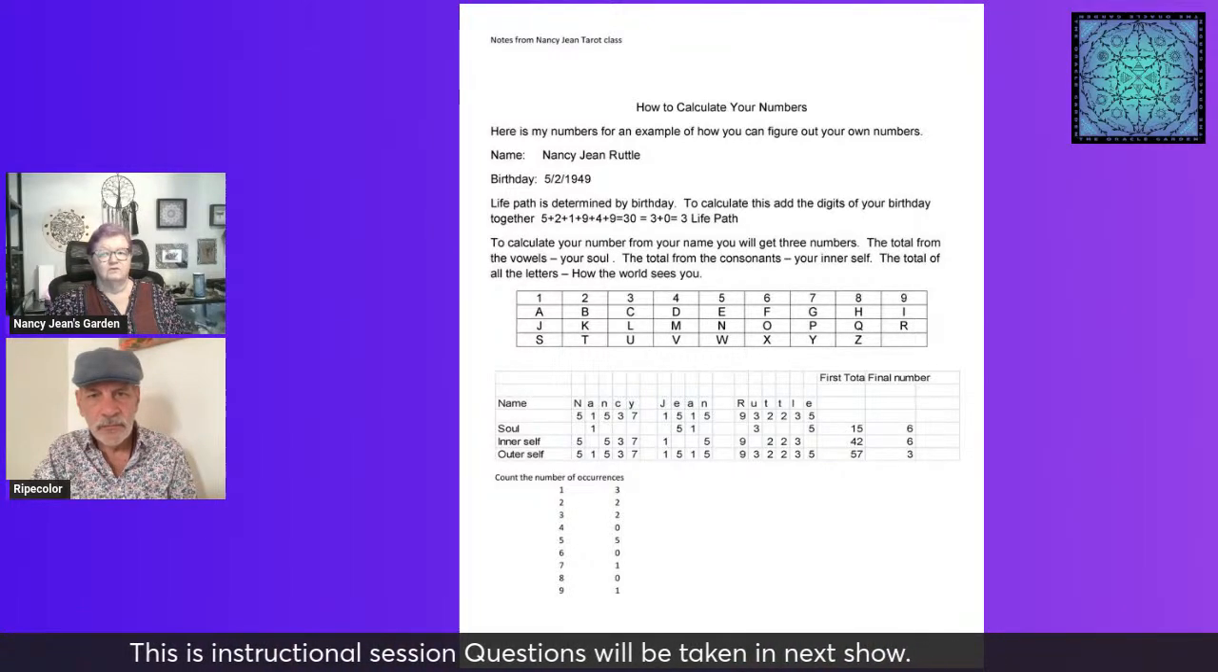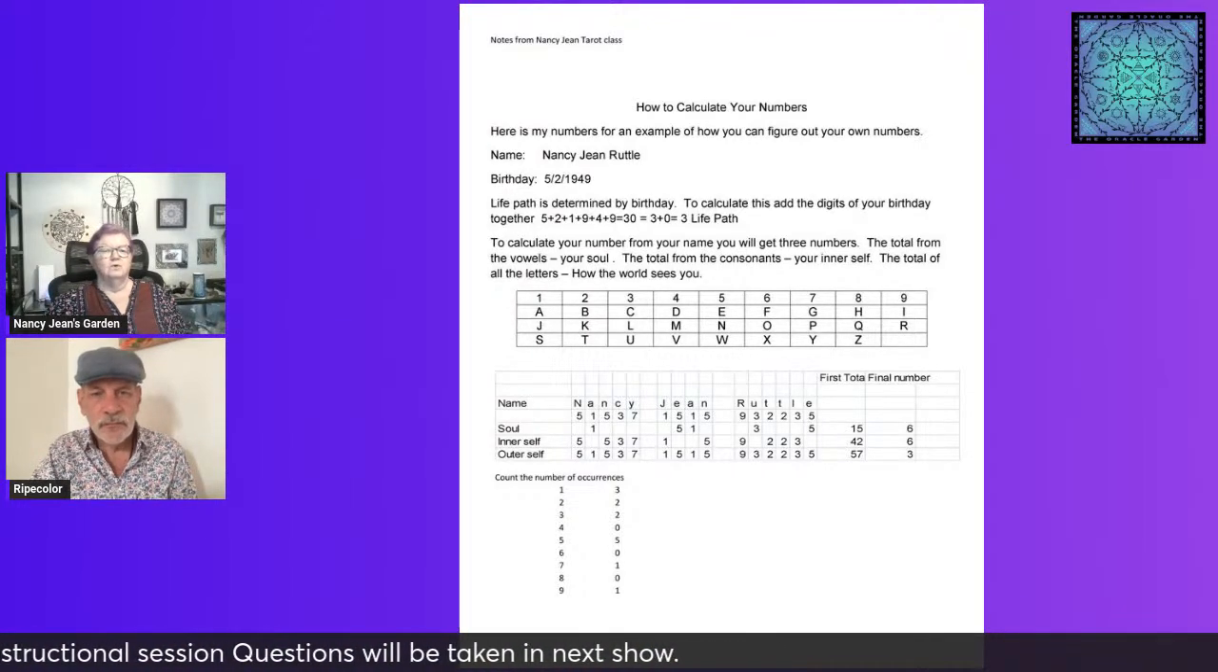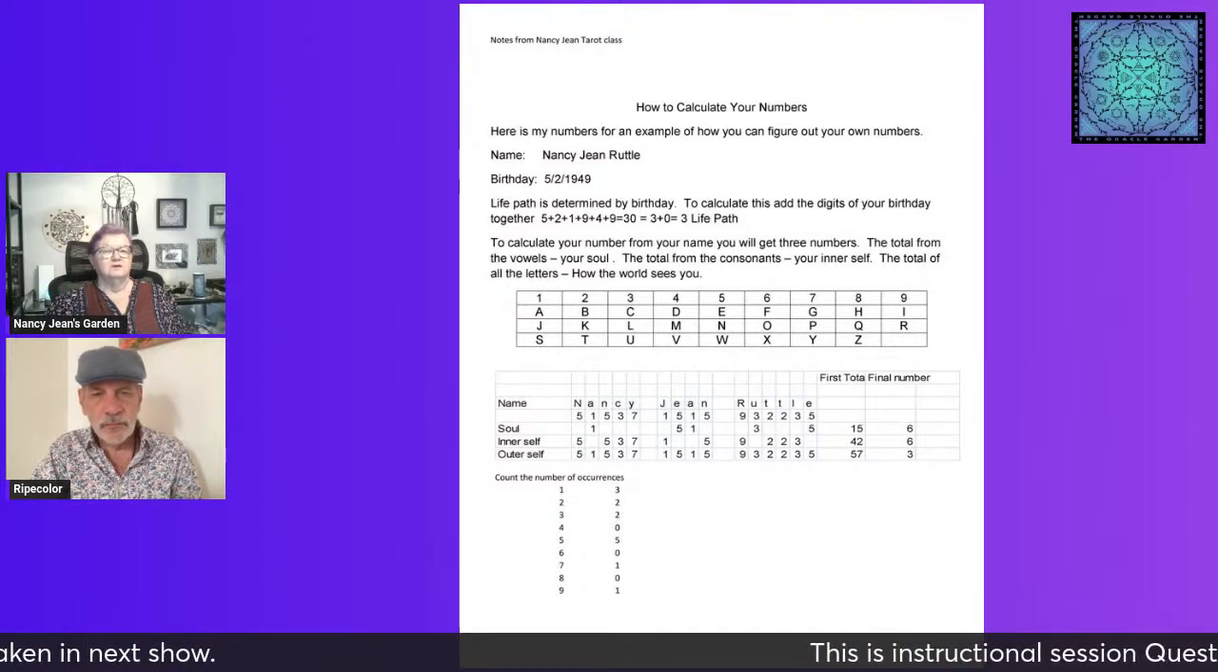This is what you're supposed to have your papers out for. A is 1, B is 2, C is 3. You can see all that.